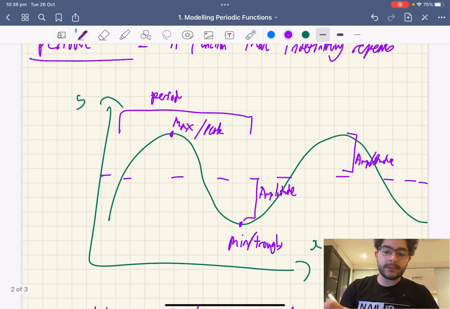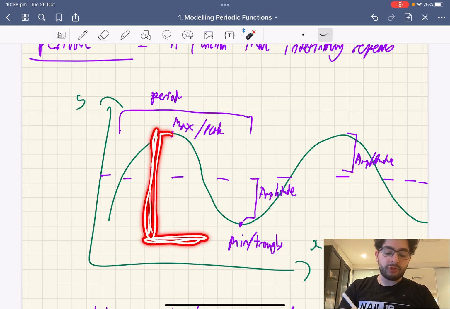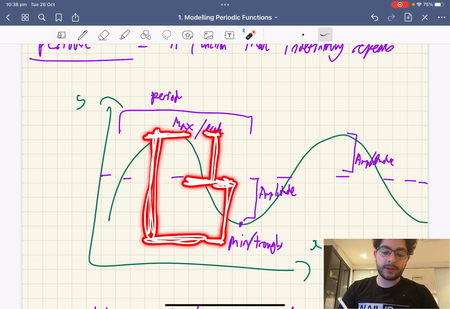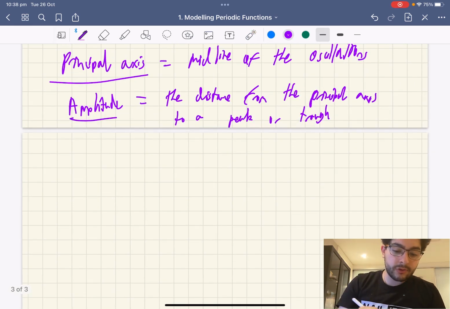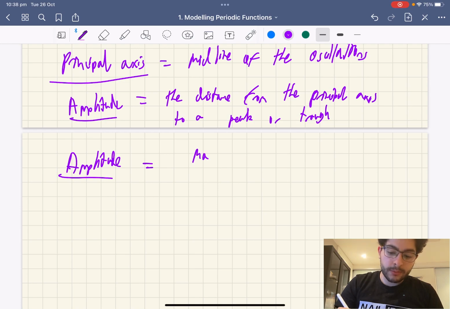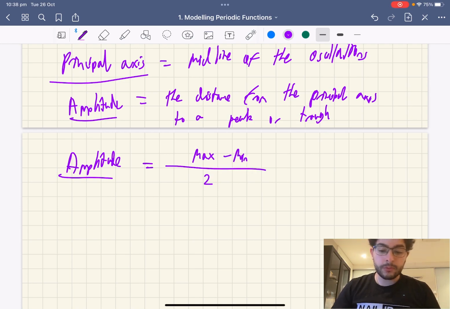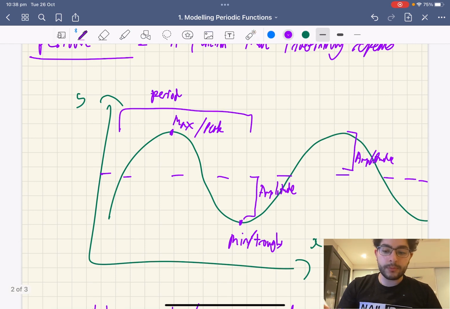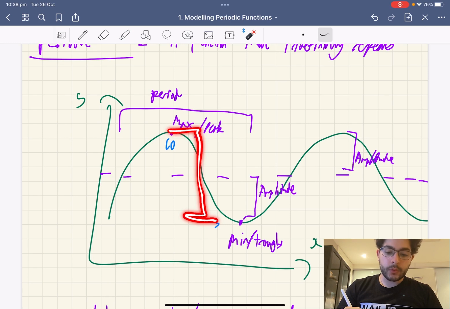And another fundamental idea is that if we looked at the distance from the top all the way down to the bottom, that should just be two amplitudes because we have one amplitude going from the top to the middle, then another amplitude to go from the middle down to the bottom. So we can also say the amplitude is equal to the maximum point minus the minimum point, all over 2. Because let's say, for example, this over here was 10 and this over here is 3. The gap between the two would be 7. But we said that is 2 amplitudes. So it'd be 7 divided by 2 to find the amplitude length.